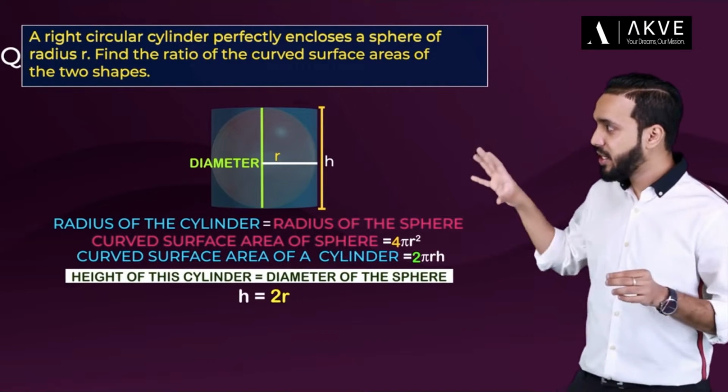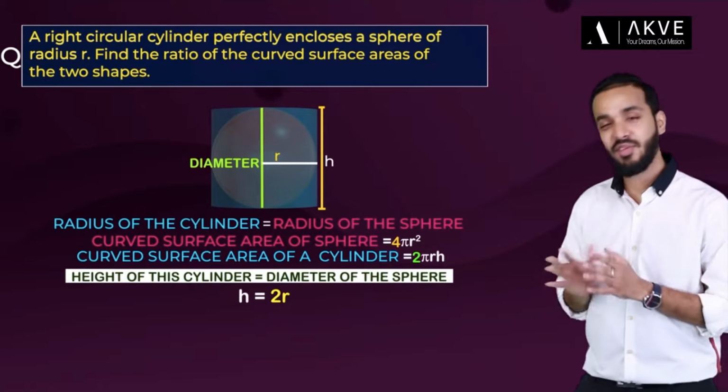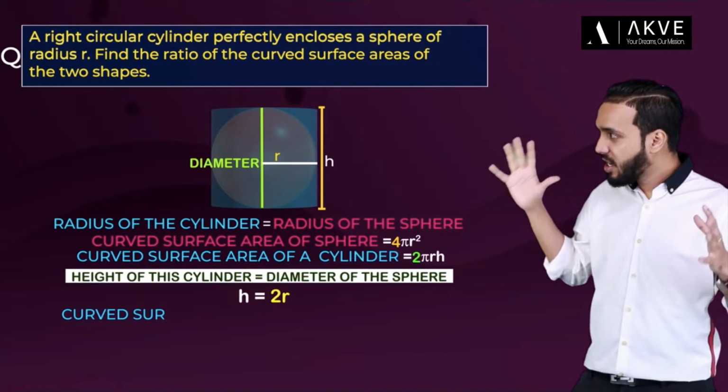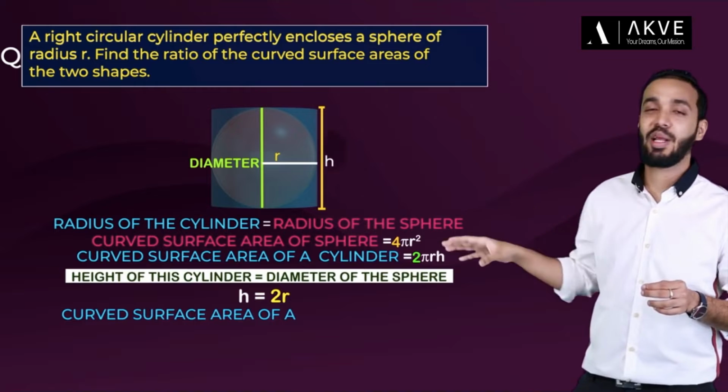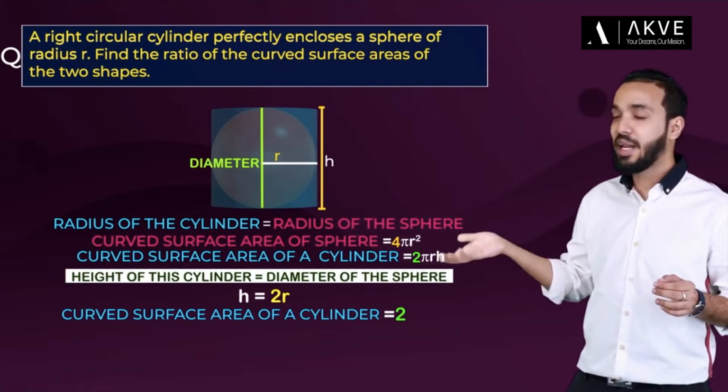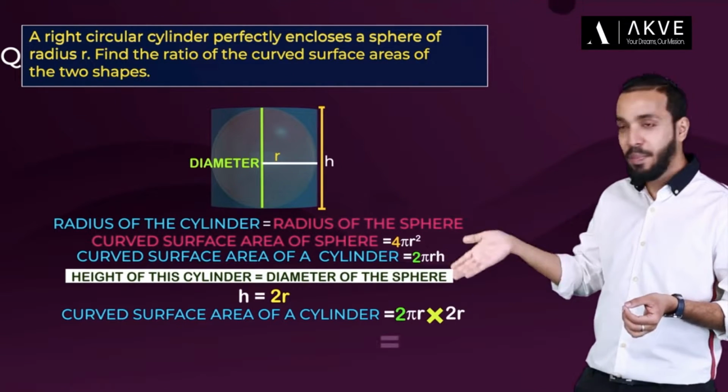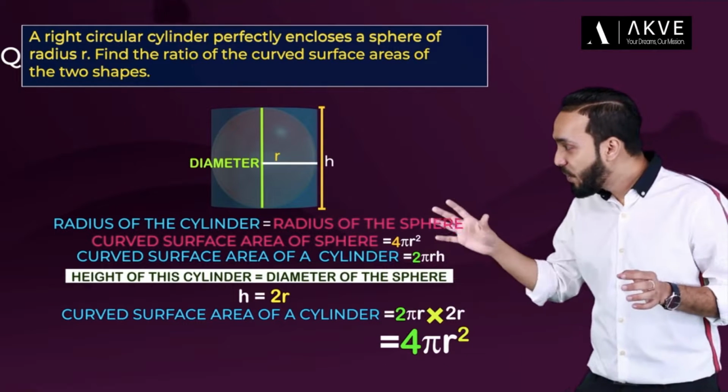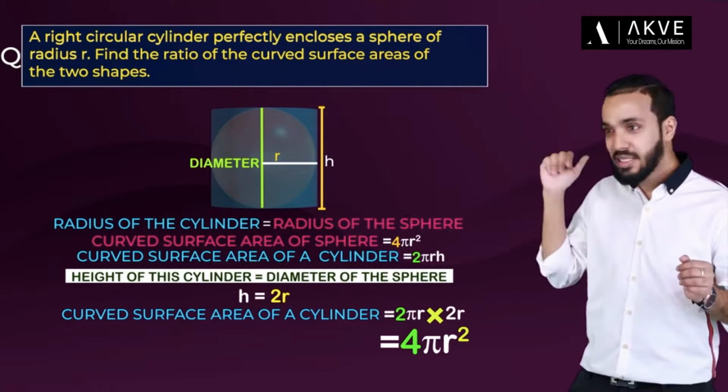Now, on substituting this value of h in this formula, we get the curved surface area of this right circular cylinder is equal to 2 pi r into 2r, which is 4 pi r squared. See, both the curved surface areas turn out to be the same.